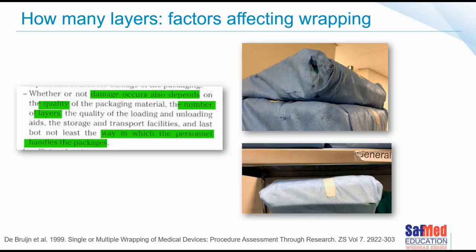Now, the extract says whether or not damage occurs also depends on the quality of the packing materials, the number of layers, and the quality of the loading and unloading aids, so the trolleys that we use to get the stuff out of the autoclave or whatever device or sterilizer it's going through. Also, he refers to the storage and transport facilities, and last but not least, the way in which the personnel handle the packages. We know that heavy sets tend to be dragged more. We pull them on the corners, we drag them on the surfaces because it's hard work to lift them.